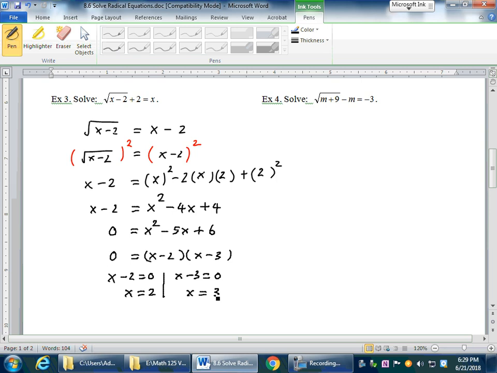Finally, don't forget to check. If I plug in 2, right here, 2 minus 2 is 0, so 0 plus 2 is equal to 2. That is good. So we got one solution, 2. Now I need to check for 3. When I plug in 3 to the original equation, 3 minus 2 is 1, square root of 1 is 1. 1 plus 2 is equal to 3. So therefore 3 is also good. So in this case, both solutions are okay. Now, let's move on to the next example.